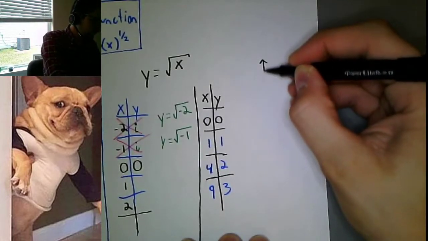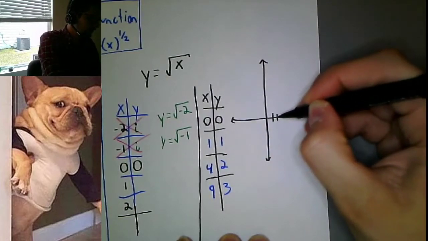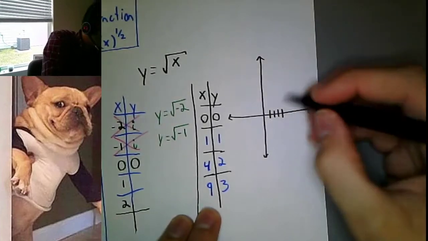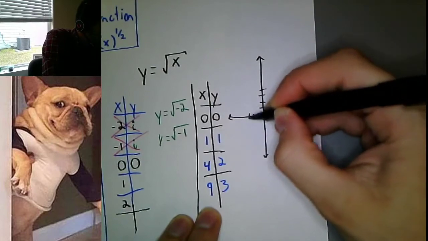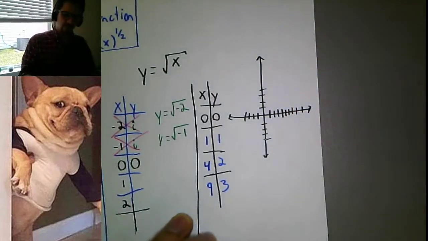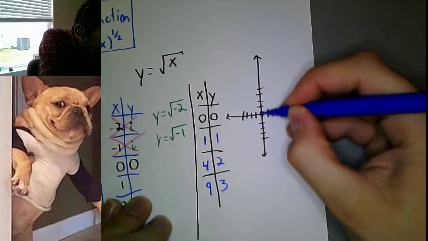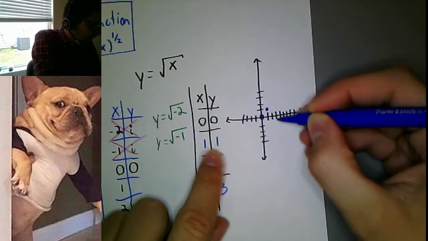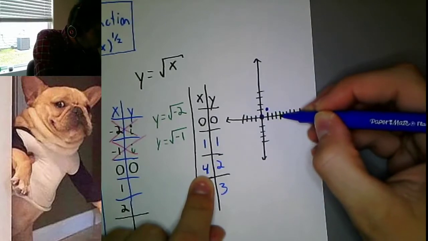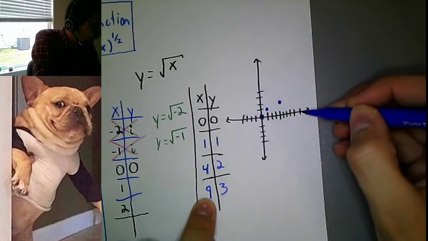So when we graph this, what does it look like? 1, 2, 3, 4. This is 9, so I'm going to have to count all the way to 9. 5, 6, 7, 8, 9. So, graphing the point 0, 0, that's at the origin. Then I go over to the right 1, and then up 1. I go over to the right 4, 1, 2, 3, 4, and then up 2, 1, 2. I go over to the right 9, and then up 3.